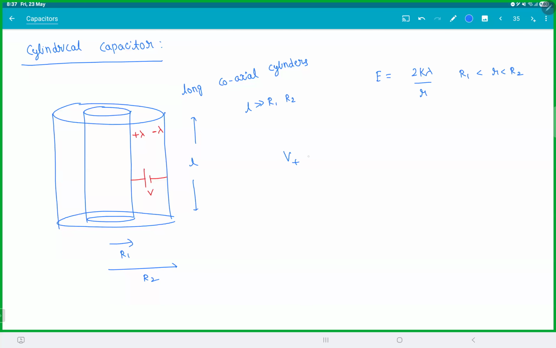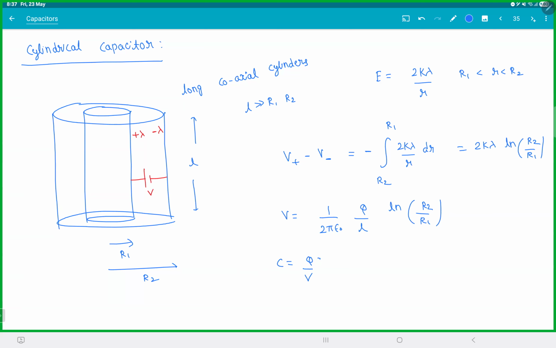Then we can use our potential difference, V plus minus V minus, which is the integral of 2k lambda by R dR from R1 to R2. So this will be 2k lambda ln R2 by R1. This is nothing but the potential difference, and that is 1 by 2 pi epsilon times lambda, where lambda is Q by L. So capacitance per unit length is nothing but Q by V. This turns out to be 2 pi epsilon L by ln R2 by R1.